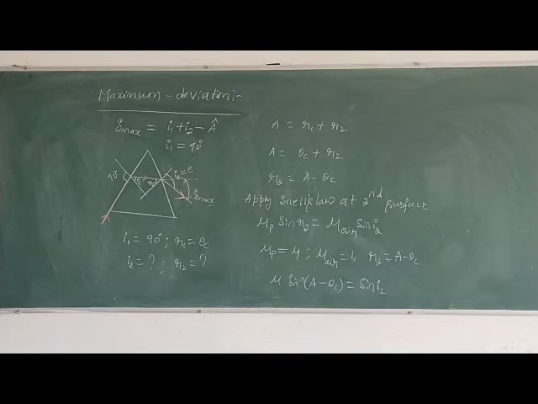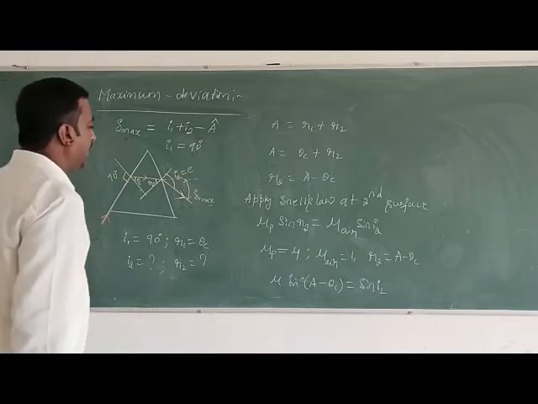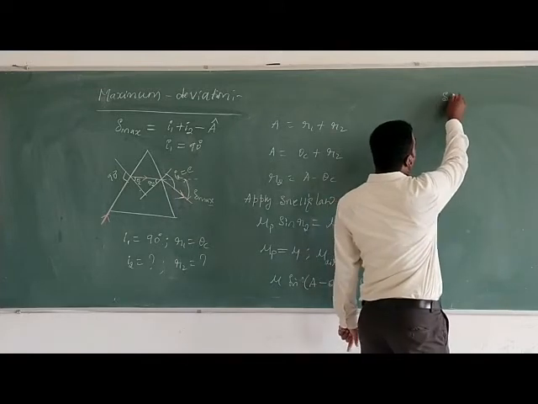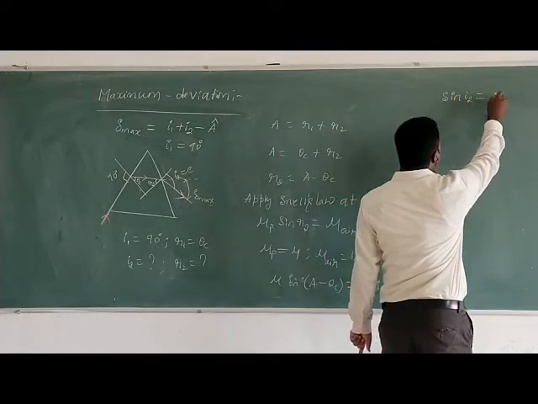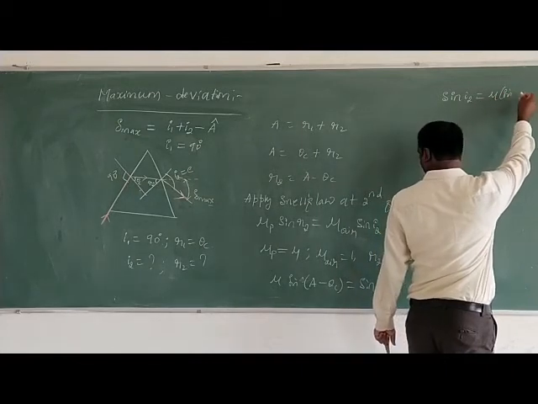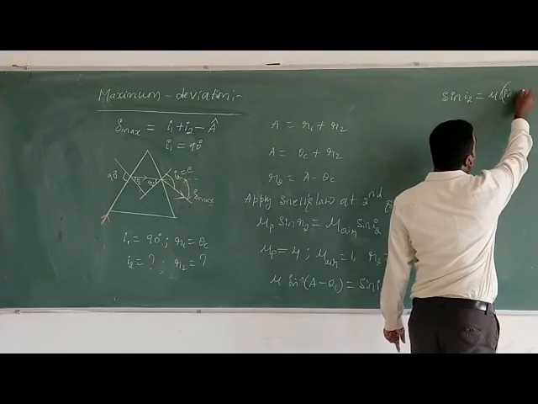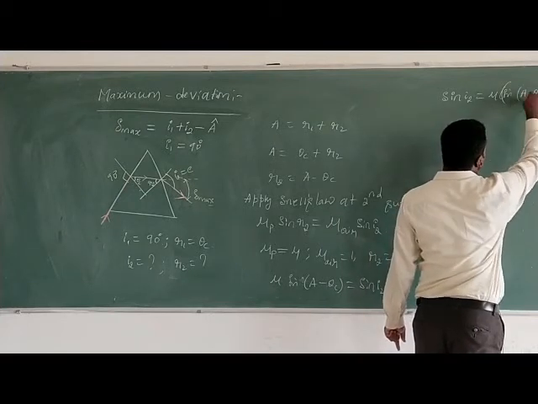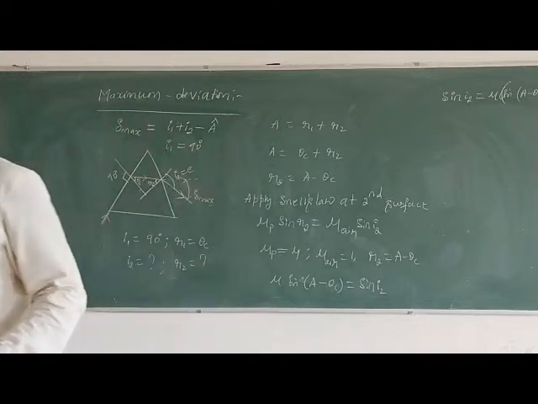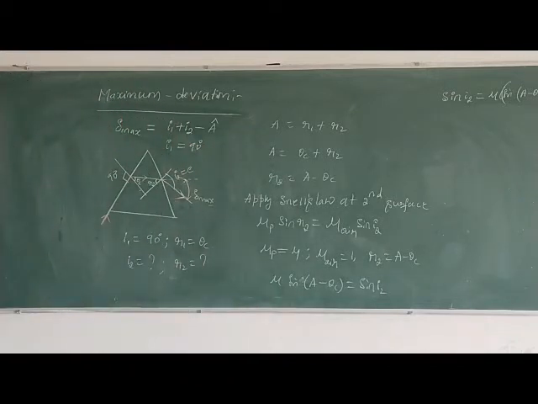So sine I2 can be written as, sine of I2 is equal to mu of sine of A minus theta c, mu of sine A minus theta c. Next step, to calculate I2.